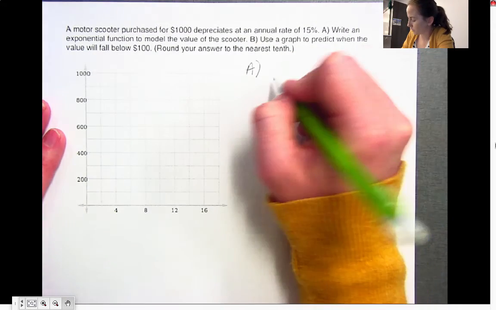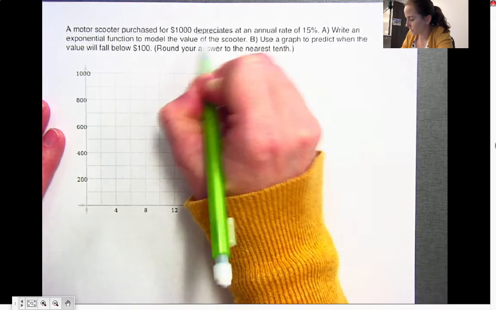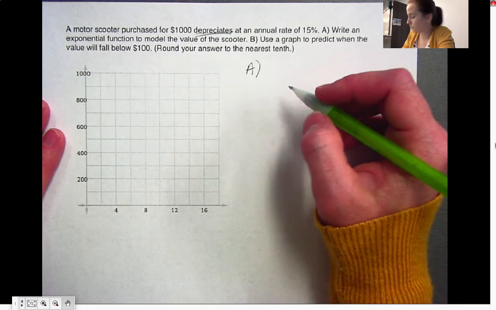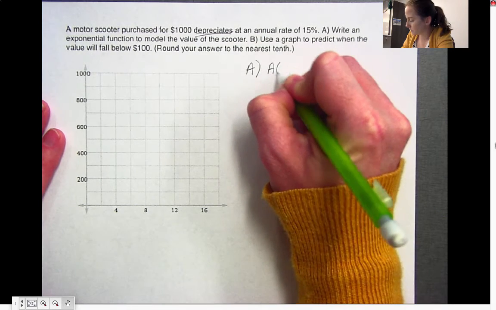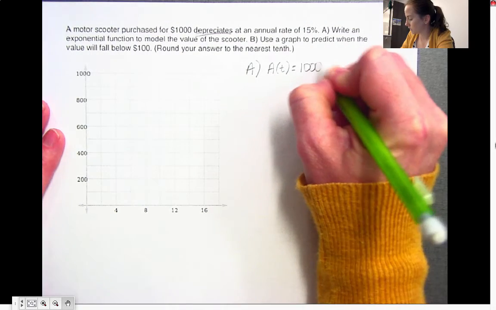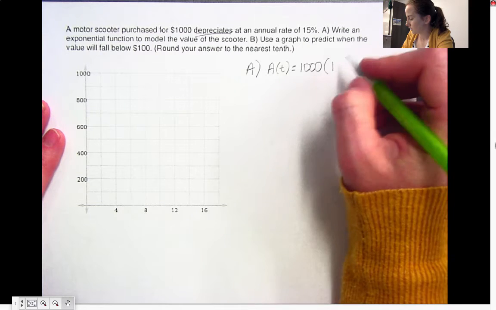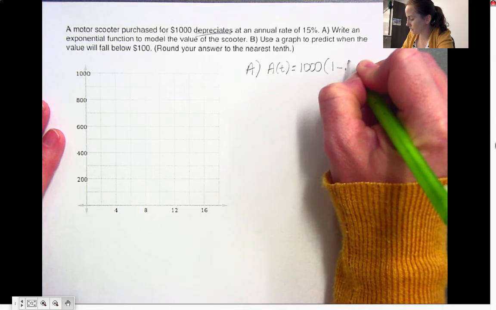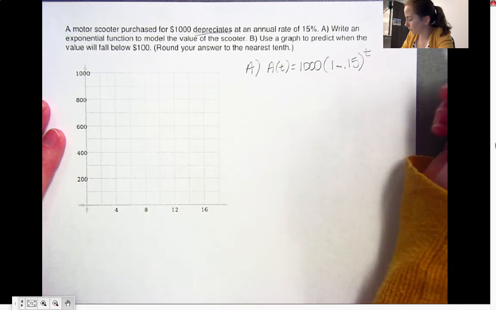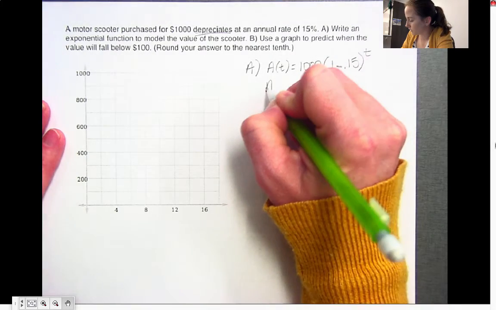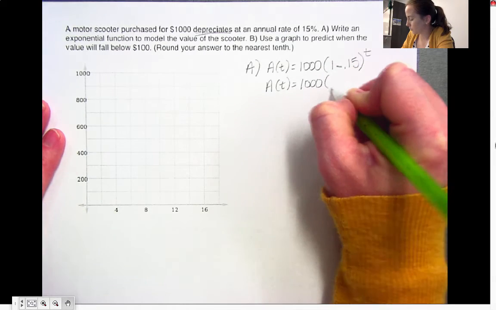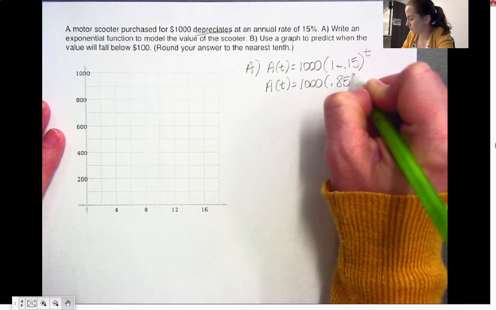We write an exponential function. The word depreciates means it loses its value, so it's decreasing, it's a decay. So we're going to say A of t equals the initial amount, 1,000, times 1 minus the 15%. I'm going to write it as 1 minus 0.15 to the t power. So A of t simplified is 1,000 times 0.85 to the t power.